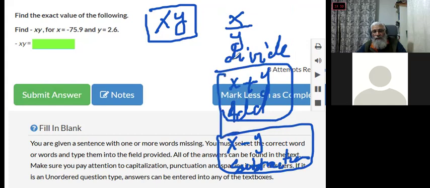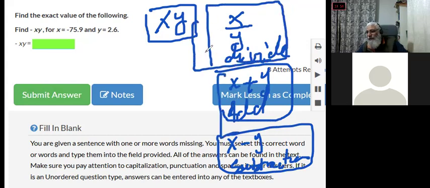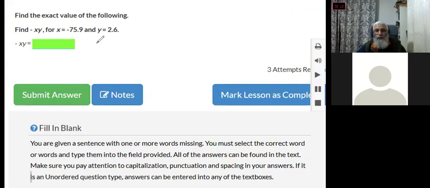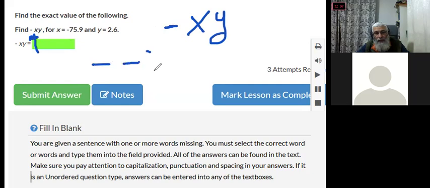Addition is x plus y. So xy is multiplication. Multiply these two numbers. But we have a negative sign here. Do you see this negative? So the result will be negative. X is negative already.